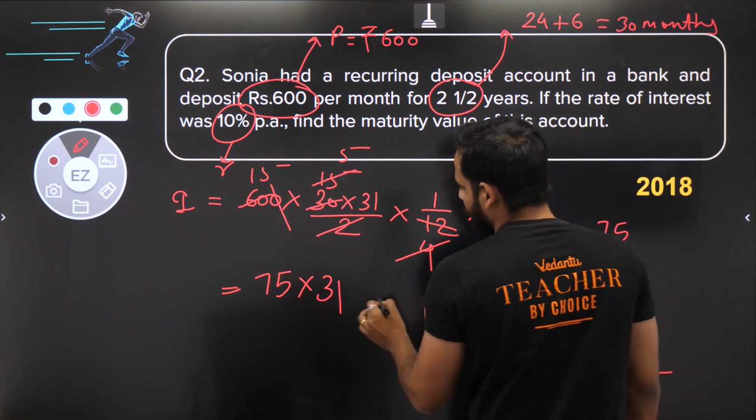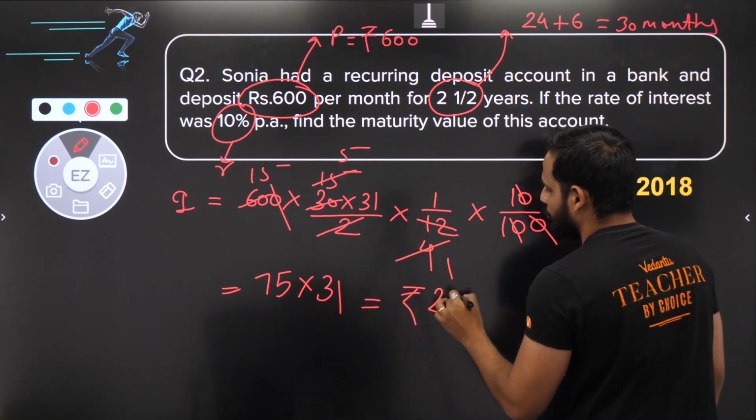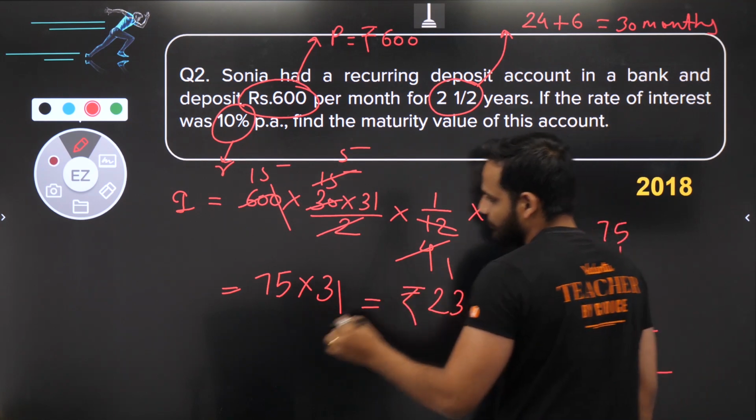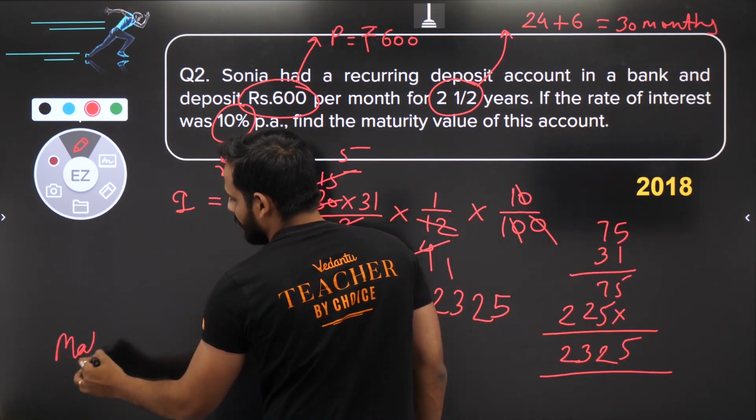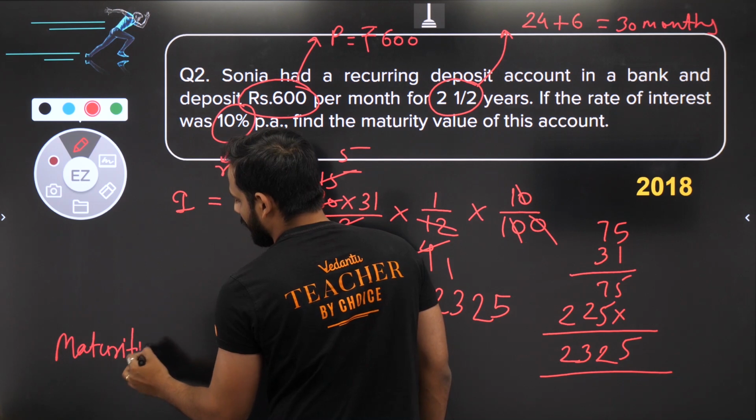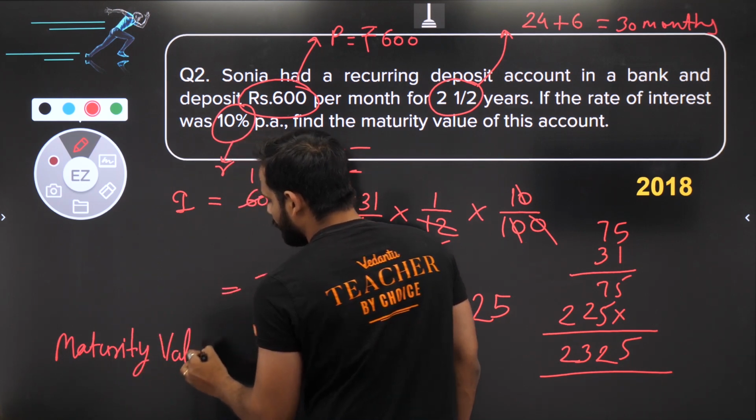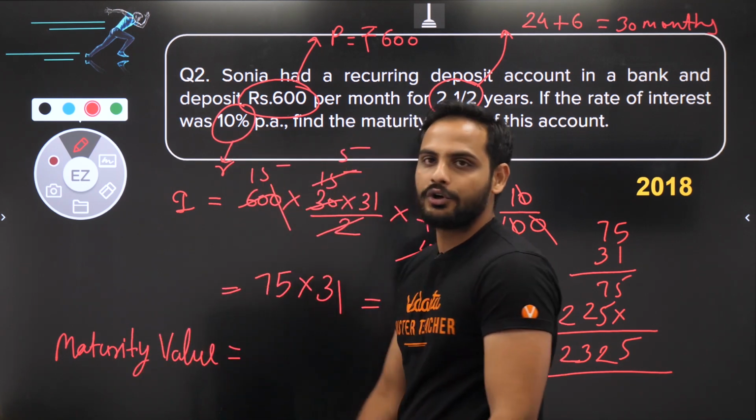So the interest is what, bacho? Rupees 2325. Now we need to find out the maturity value. What is the maturity value equal to, bacho?